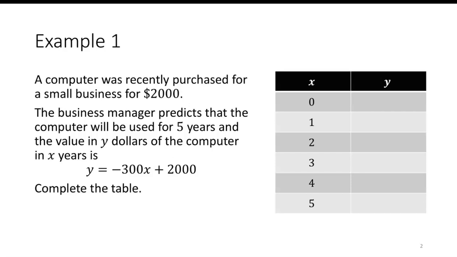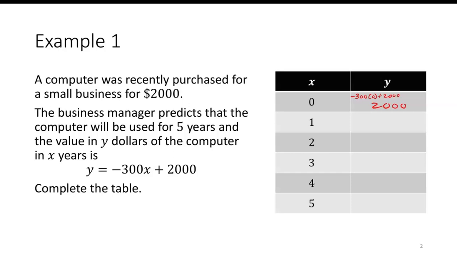So the X represents the number of years, and the Y represents the value of the computer at that time. So it makes sense at the very beginning, you replace the X with 0, and you'll get negative 300 times 0 plus 2,000. That comes out to be 2,000, which makes sense: X equals 0 means right now, and you purchased the computer for $2,000. So it makes sense that the Y is 2,000.